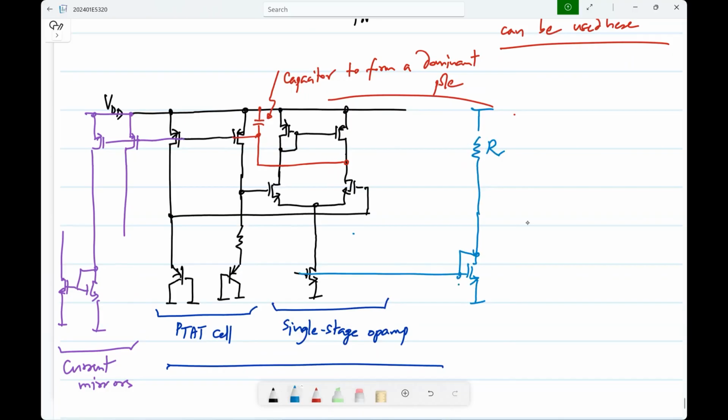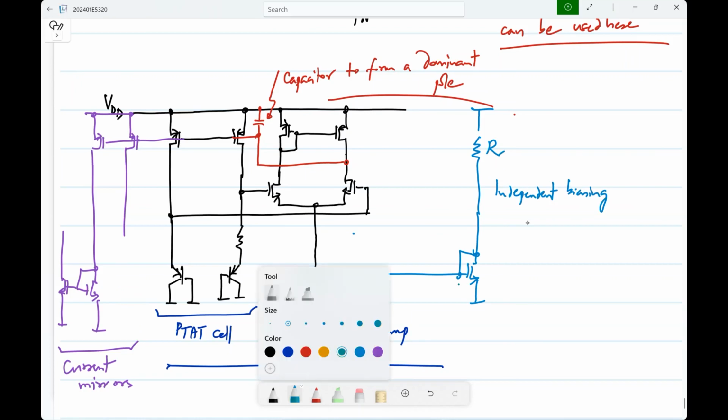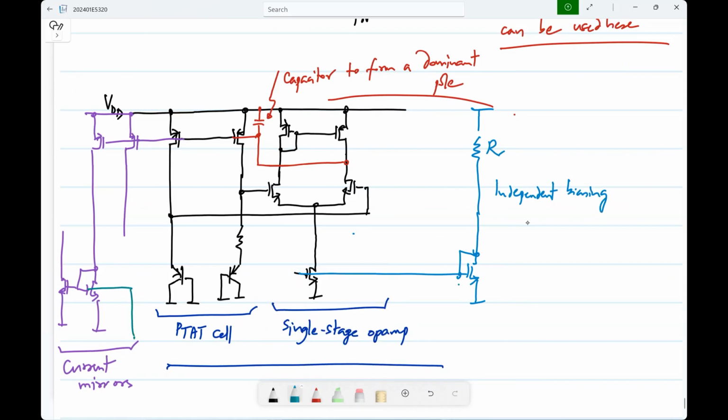So you can either use independent biasing, or I will show it in the same circuit, you can use self biasing. It's one of these two, right? I didn't want to draw it again, so I showed this. Anyway, the whole purpose of this is to generate bias currents, and I use one of those bias currents over there. So that will also work, right?